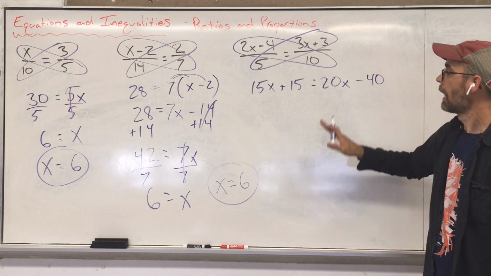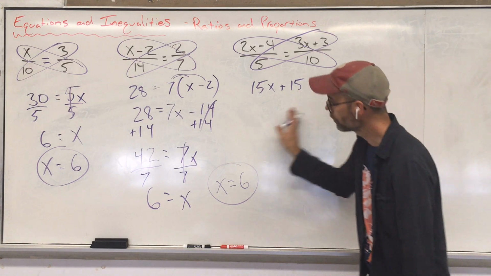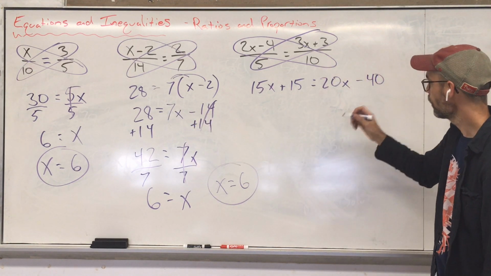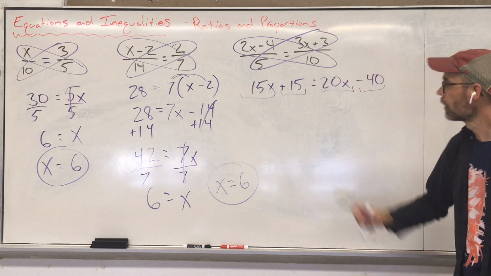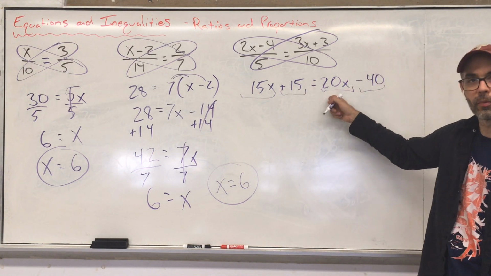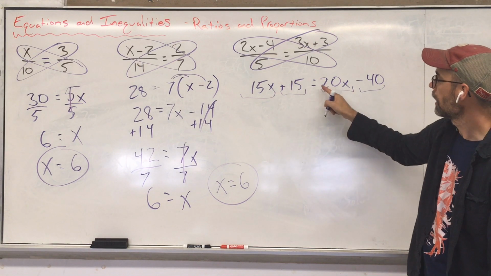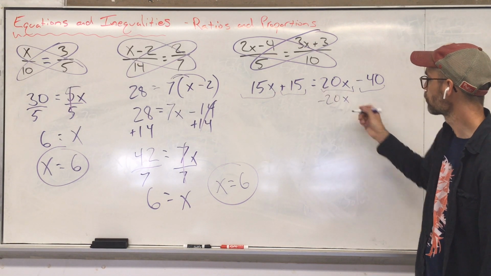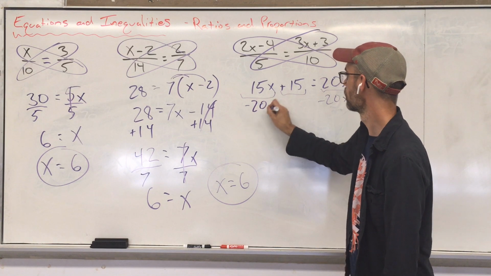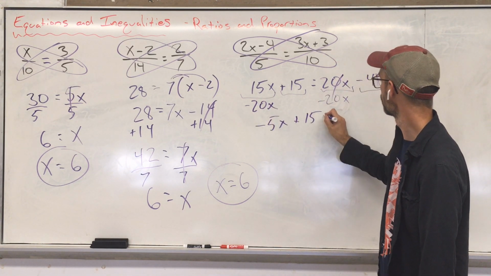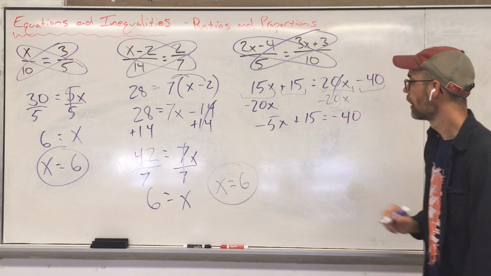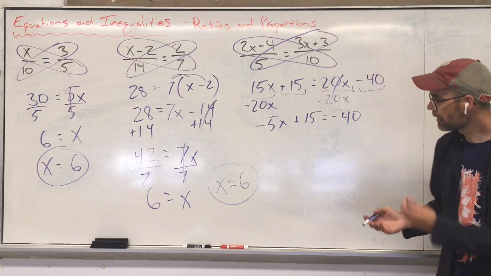negative 40. Let's bring all of our x's to the left side. So we start by looking, well, we've got 4 terms. I want to move this whole group, this whole term, 20x over. It's positive, so let's subtract. Minus 5x. Back to an easy two-step problem.